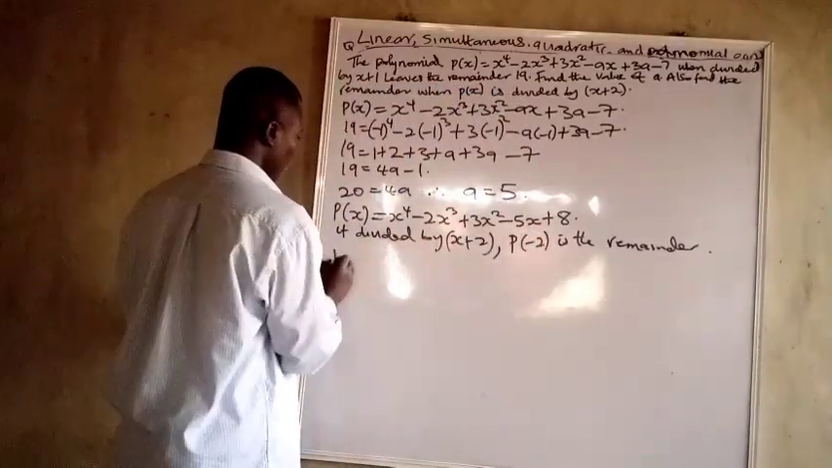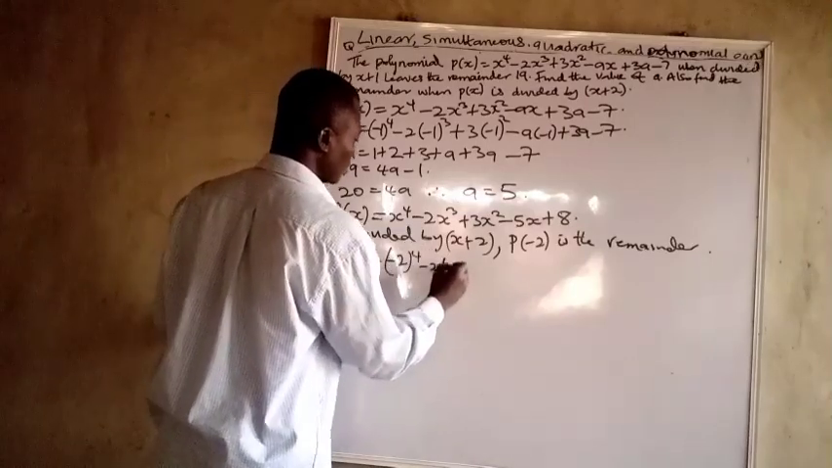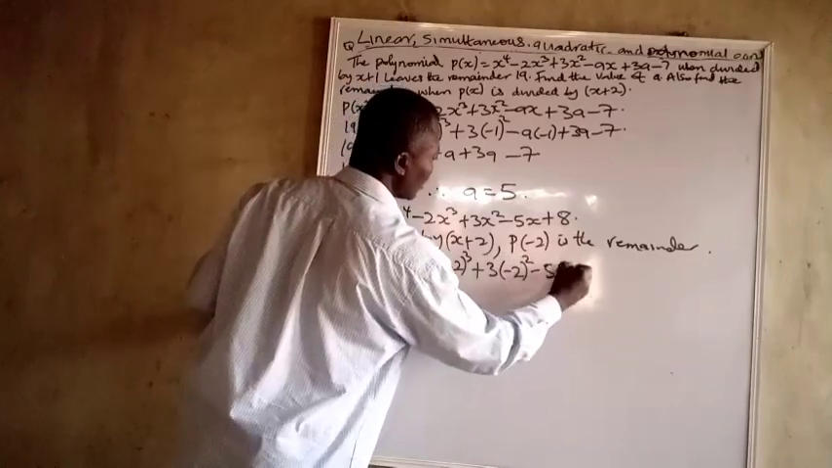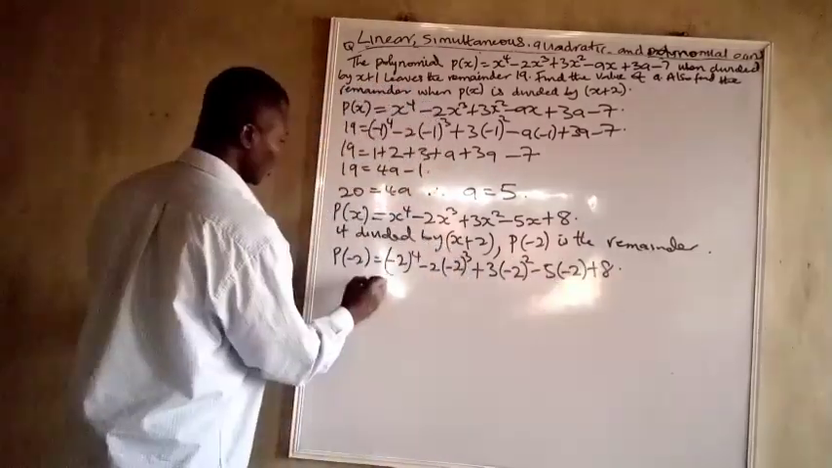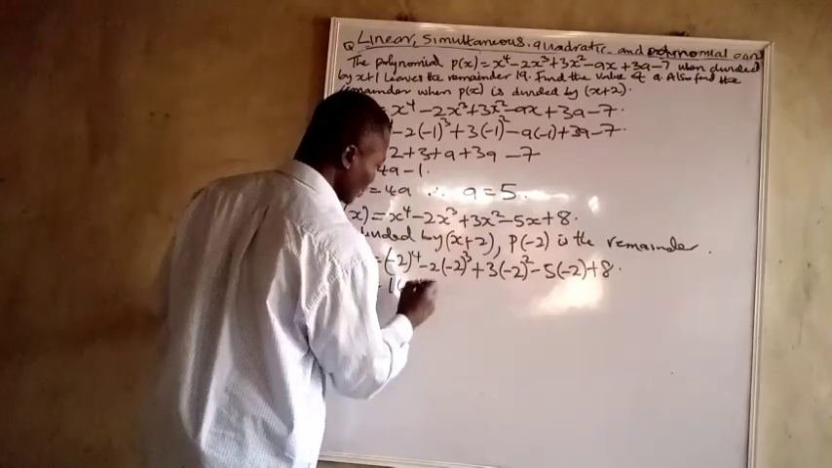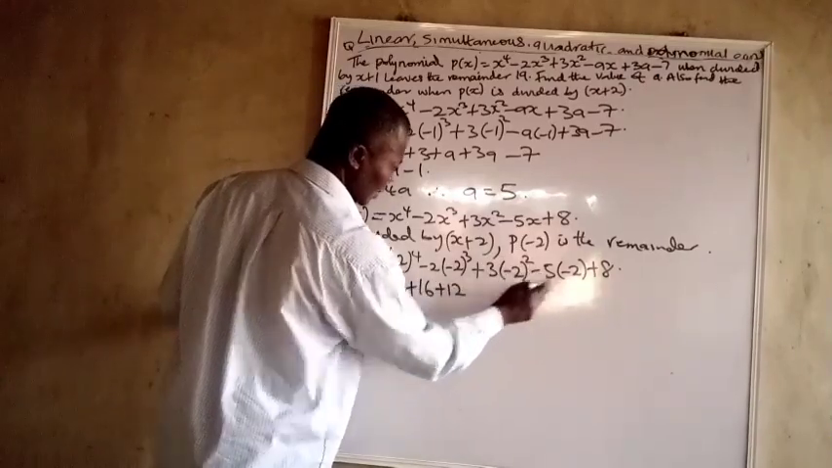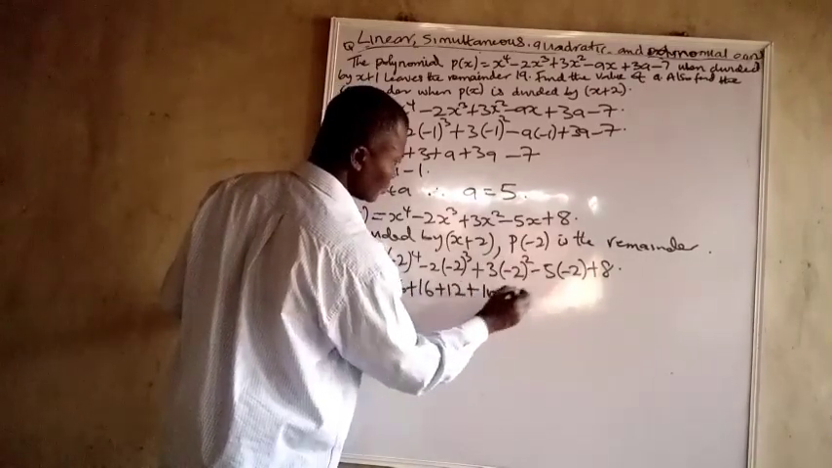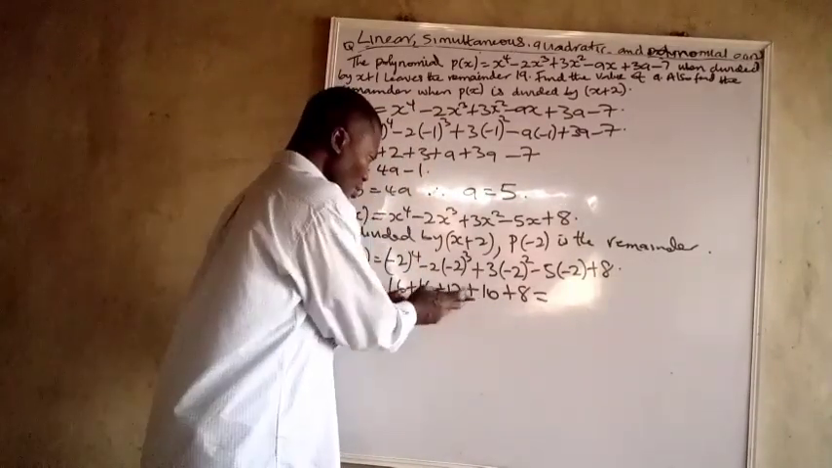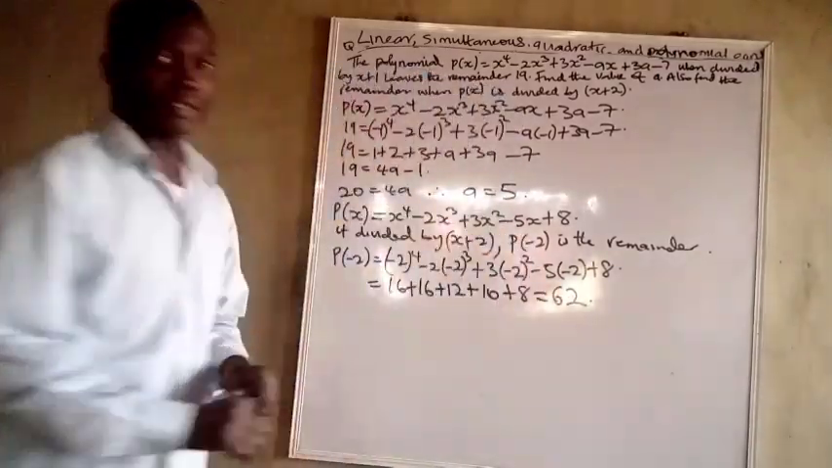So you have p(-2) = (-2)^4 - 2(-2)^3 + 3(-2)^2 - 5(-2) + 8. So we are going to have 2 raised to the power 4, 16, minus 2 times this, that's 16 again, 4, that's 12, this is 10, plus 8. So we have this as 32, 44, 54, 62. So p(-2) is 62.